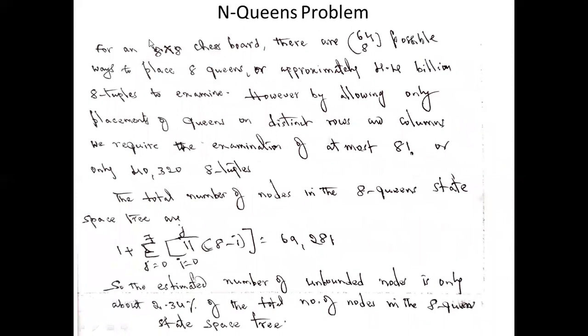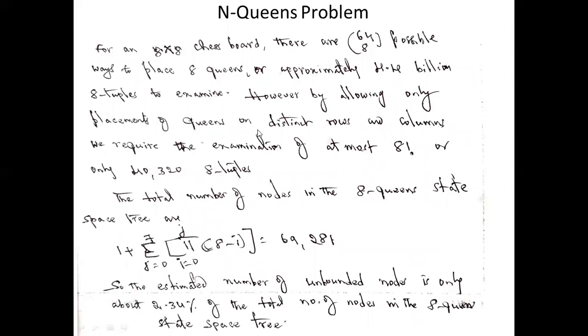Suppose we take an 8 by 8 chessboard or square board. How many possible ways are there to place 8 queens without applying any condition? 64C8, because the number of boxes is 64 and we are trying to place 8 queens in 64 boxes. In this number of possible ways we can place, but some attackable locations are also there. So approximately that number becomes 4.4 billion 8 tuples we need to examine.